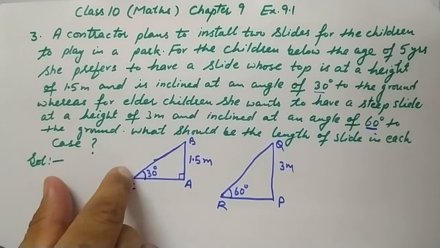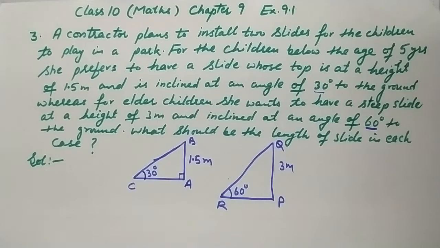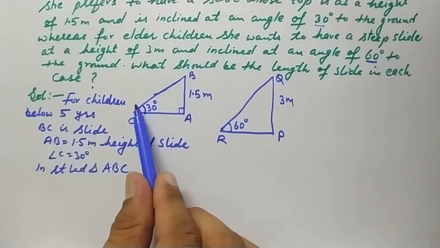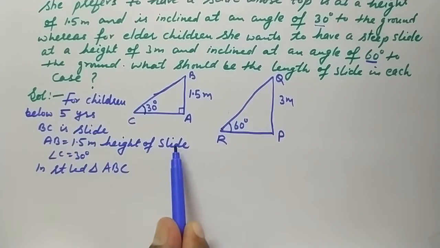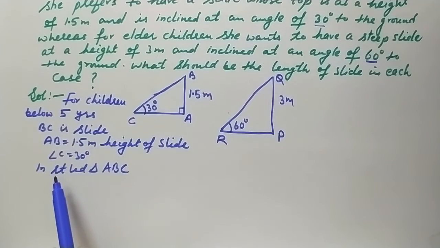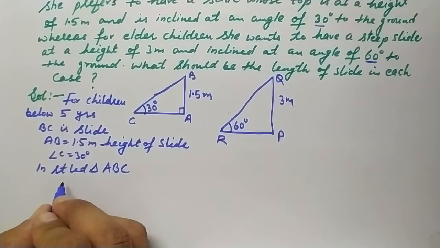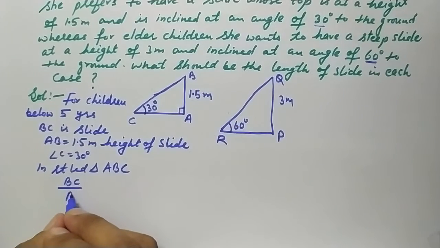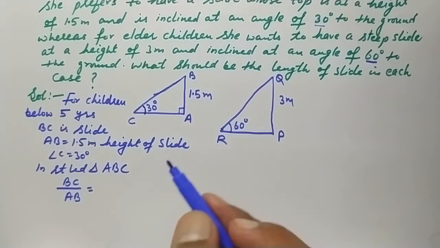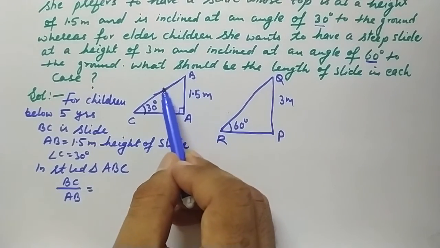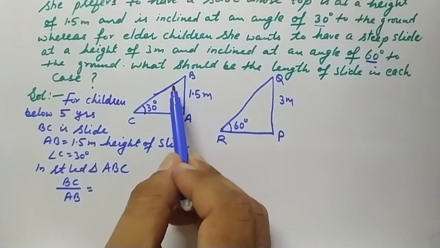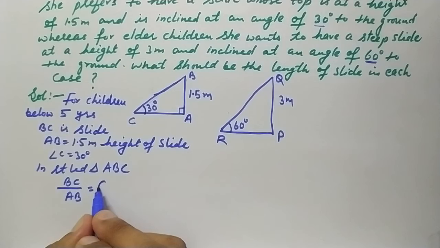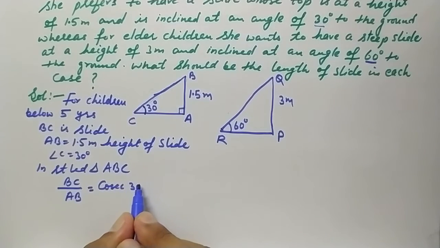Now first of all, we'll explain the figure here, then we'll start solving these two parts. So for children below 5 years, BC is a slide, AB is 1.5 meter, the height of the slide, and angle C is 30 degree. Now in right angle triangle ABC, we have to find BC, so BC will be in the numerator over AB, the given height, in the denominator. Let's see which trigonometric ratio is made here. BC over AB is H over P with respect to angle 30. P over H is sine theta, so H over P is cosecant theta, the reciprocal of sine. So cosecant 30 will come here.